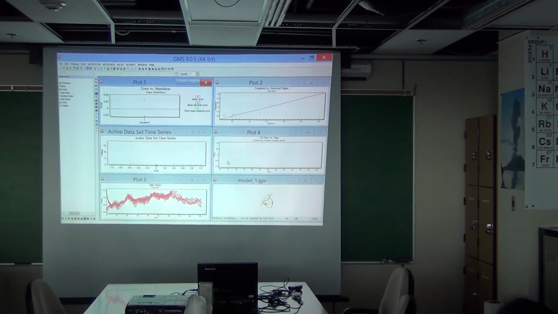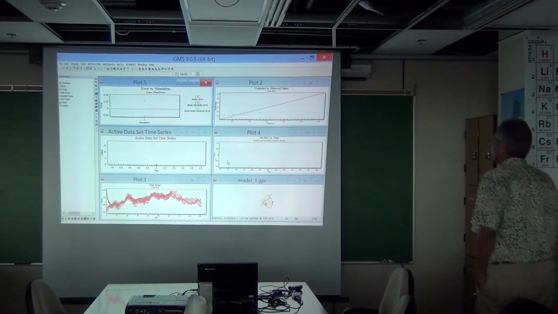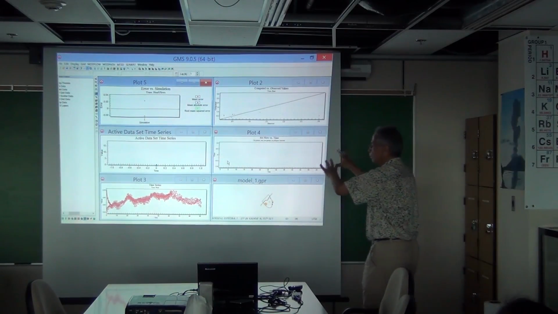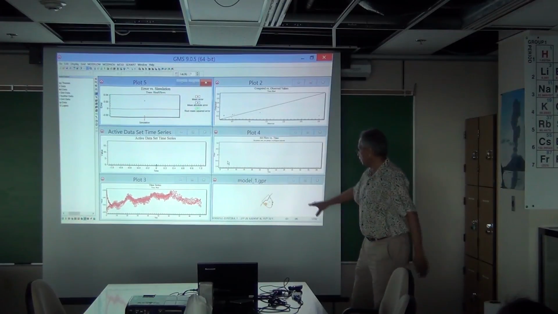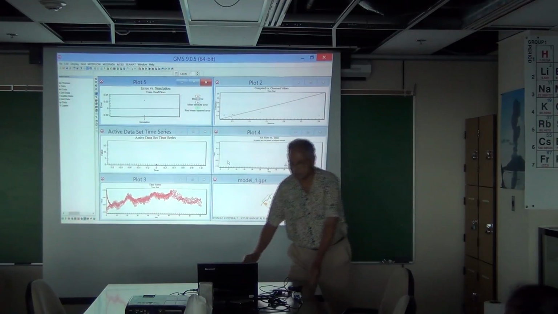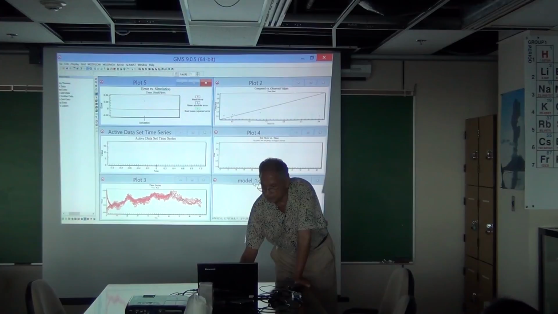So here are the results. You can see multiple windows here. This one is the area, the model area itself.